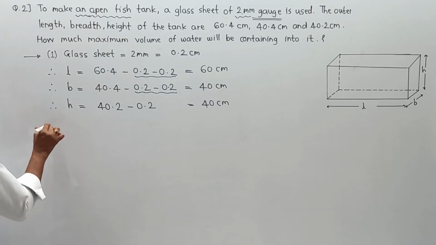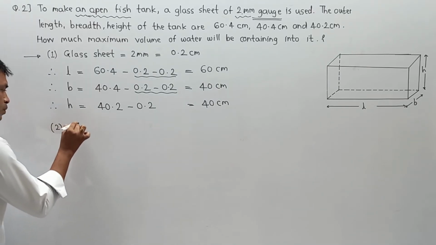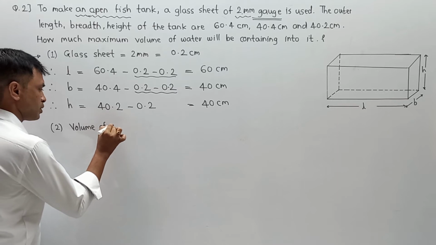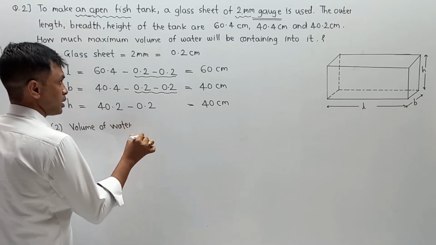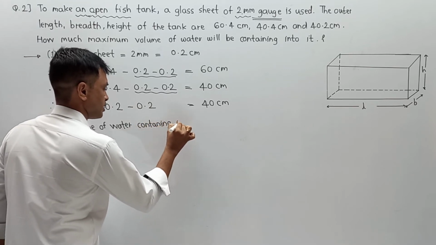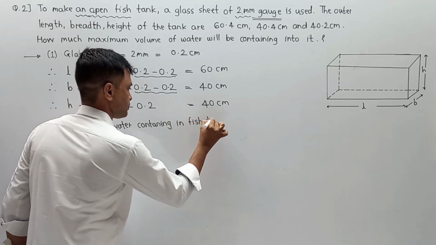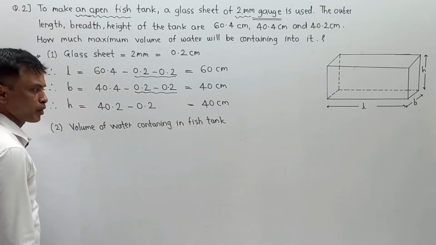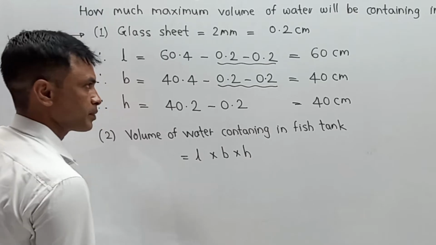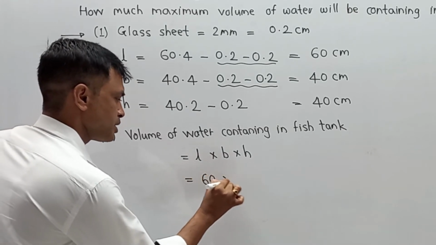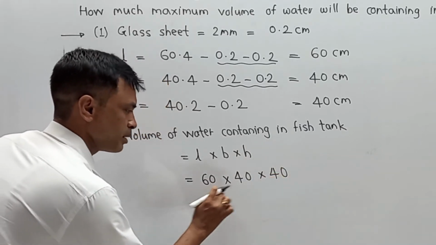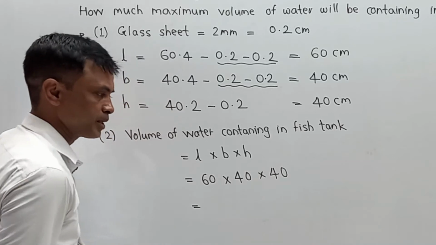So second part, volume of water containing in fish tank. No doubt the simple formula for volume is length into breadth into height, that is nothing but 60 centimeter into 40 centimeter into 40 centimeter. Centimeter into centimeter into centimeter becomes cubic centimeter.